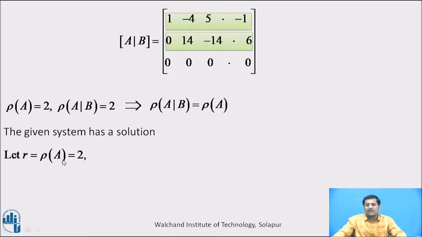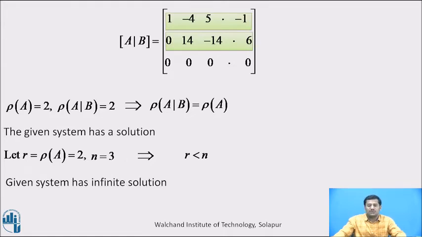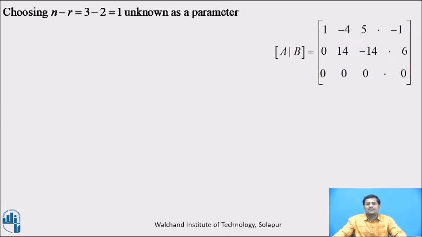Let r denote the rank of A, which is 2, and n means the number of unknowns. Here all three variables are given, that's why we can say that n is 3. Now from these two we can say that r is less than n. It means the given system of equations has infinite solutions. Now to find this infinite solution, we have to choose n minus r unknowns as parameters. So what is n minus r here? n is 3, r is 2, the subtraction is 1. It means out of 3 unknowns, one unknown we have to assume or choose as the parameter.